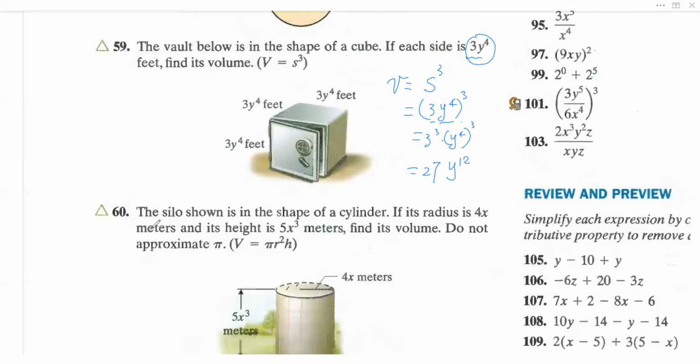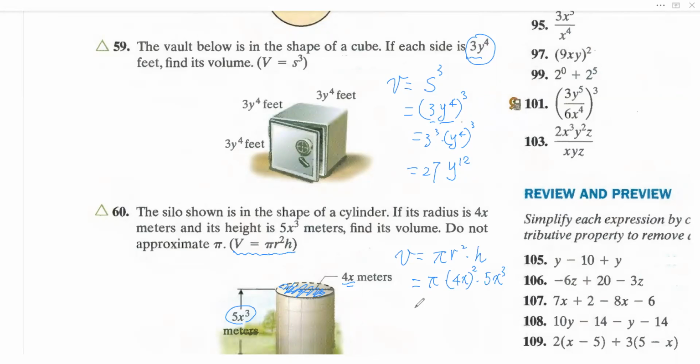The silo shown is in the shape of a cylinder. The radius is 4x and the height is 5x cubed. And the volume equals what? Volume equals the base, pi r squared, actually the bottom, times the height, right? The bottom of this part is pi r squared. So volume here equals base. The base is pi r squared, the circle area, times the height, right? So we just replace the radius with 4x, right? The height is 5x cubed, right?